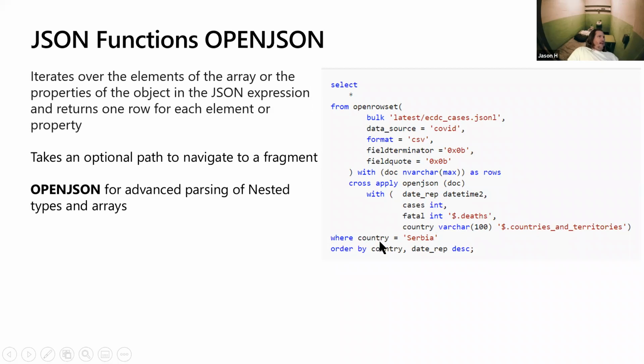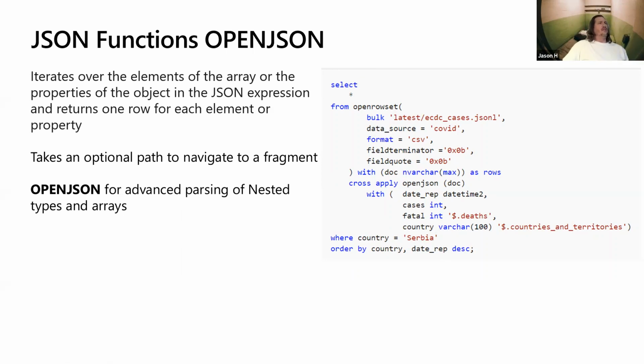Notice I can put predicates once I define that. So I've defined this country column as there's a .countries and territories field, and I can link that to a predicate in the query, and I can order it by those fields as well, and then I can return the value. So this helps us kind of shred the JSON and break into our nested JSON levels.